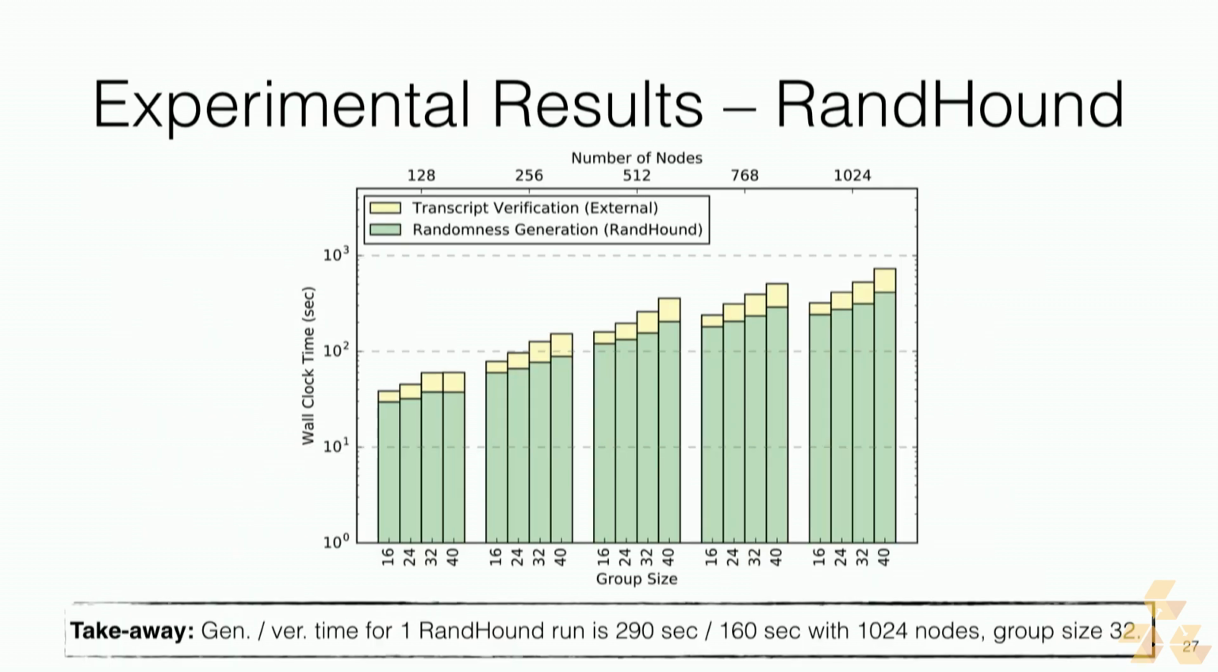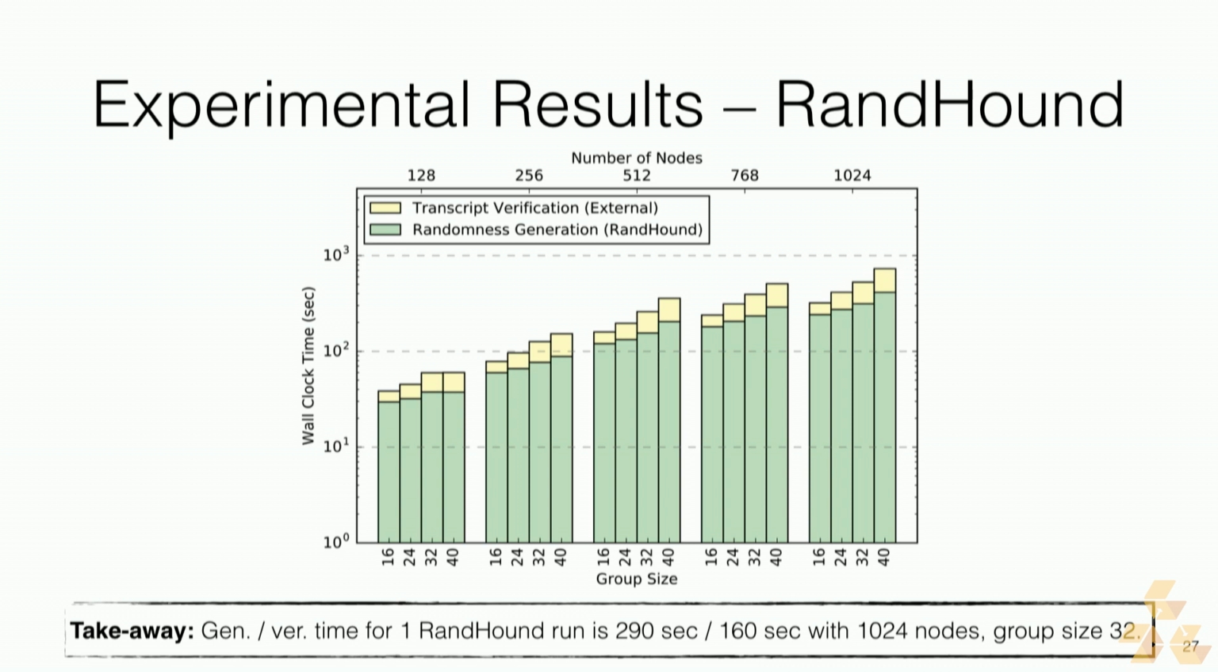So this first graph shows you the RandHound randomness generation and verification. Here on the x-axis, on the lower part, you see group sizes, and on the upper part, you see the number of nodes. We did experiments for 128 to 1024 nodes. And on the y-axis, you see the wall clock time, so basically the latency in seconds that it takes to generate randomness and verify it.